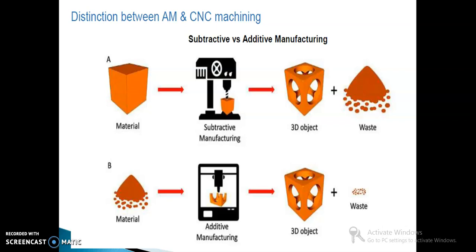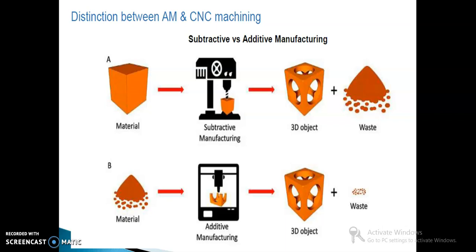And with the help of layer by layer, you can manufacture a variety of complex-shaped components using the additive manufacturing process, and we will get the final finished product in this format. A similar product can be manufactured using your CNC machining process. But the difference between CNC machining and additive manufacturing is that the waste material is very low compared to your CNC machining process.